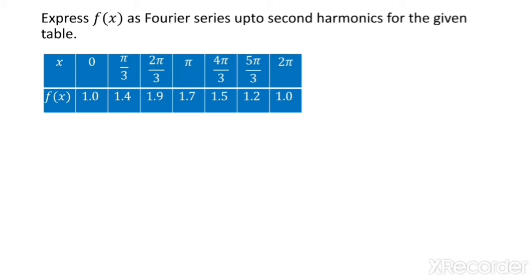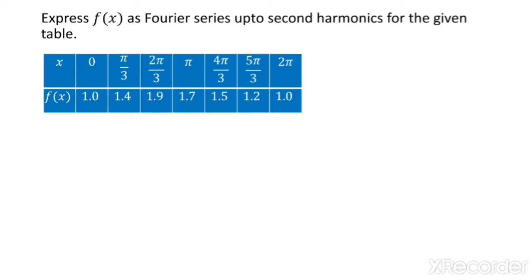The first value of x is 0 and the value of f of x or y is 1.0. And what about the last value? The last value of x is 2 pi and the f of x value is 1.0. So here you can see the first and last values are the same. Since it's a periodic function, your value repeats at the end. So f of 0 and f of 2 pi values are the same, which is 1.0.